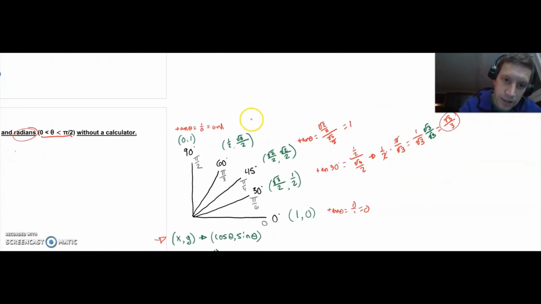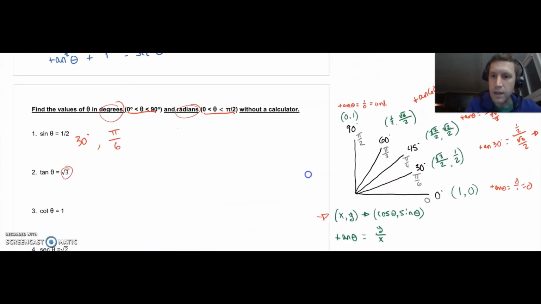Okay, let's just check 60 real quick. So tangent at 60 is root 3 over 2 times 2 over 1. 2's are gone. There we go. I'm left with root 3 over 1. So it is root 3. Okay, so that is 60 degrees, also known as pi over 3 in radians. All right.